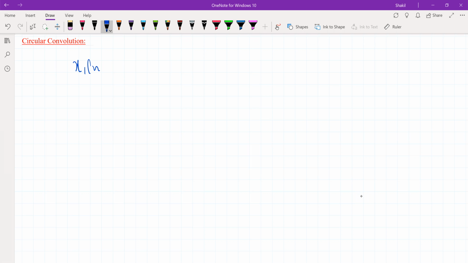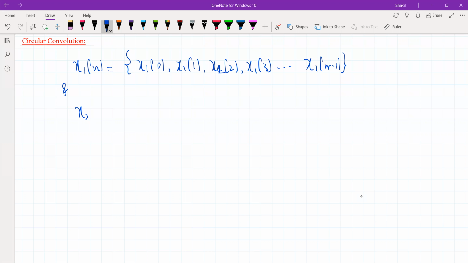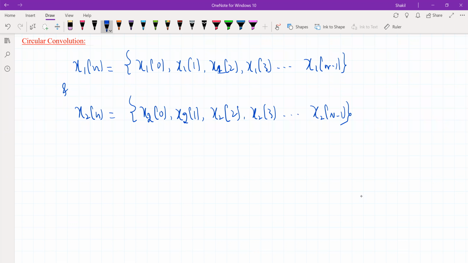Let's suppose x1 of n is an N-point sequence. Let's call it x1 of 0, x1 of 1, x1 of 2, x1 of 3 and so on, up to x1 of N minus 1. So this is one N-point sequence, and x2 of n is again an N-point sequence: x2 of 0, x2 of 1, x2 of 2, x2 of 3 and so on up to x2 of N minus 1. So these are two N-point sequences.